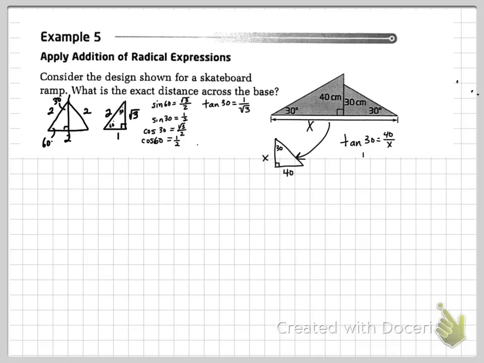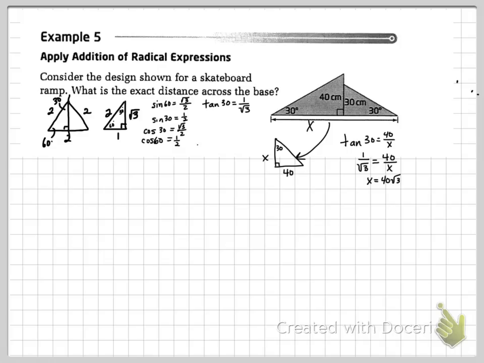Now, go back to our equation. The tangent of 30 degrees we can replace with 1 over root 3. 1 over root 3 is equal to 40 over x. Simple enough. Cross multiply. 1 times x is x. 40 times root 3 is 40 root 3. That's the distance across that part.